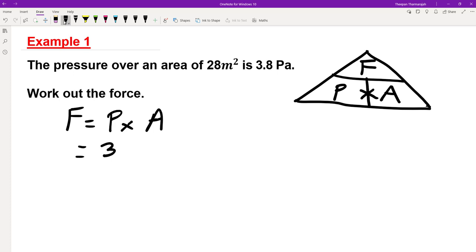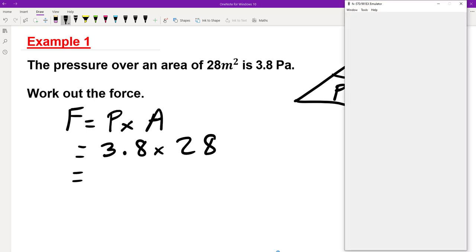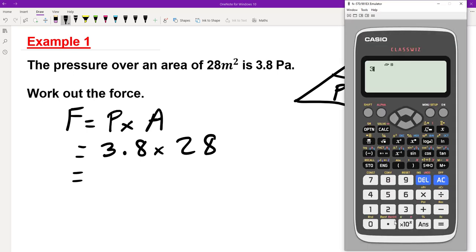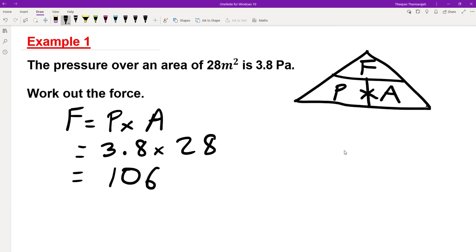In our case, it's 3.8 multiplied by 28, and we can work this out. So that's going to be 3.8 times 28, and that gives me 106.4, and the unit of force is newtons, and that's the answer.